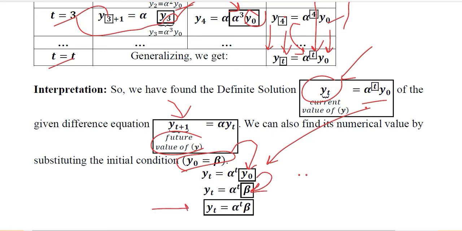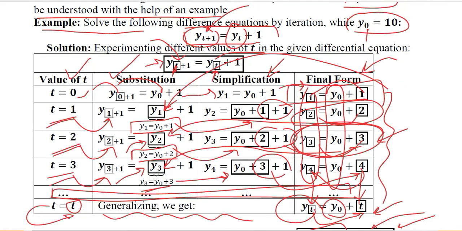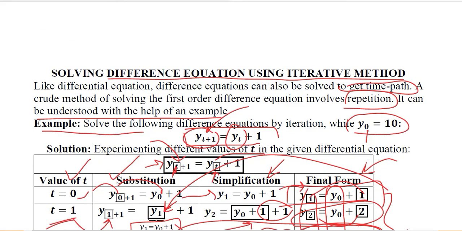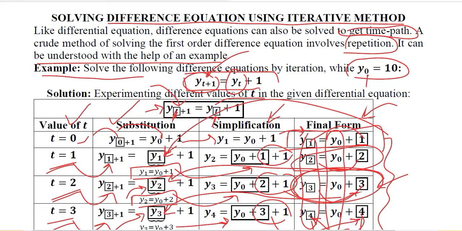This is the definite time path, because in this definite time path we do not have any arbitrary constant. We have a solution which is definite, and we can now plot this time path, and it's a solution of a difference equation. These were the two numericals that we did in this process, and both were done using the first method of solving the difference equations, which is the iterative method. In the next video we will learn about the formula that we can use to solve the difference equations, which will be the second method of solving these equations.